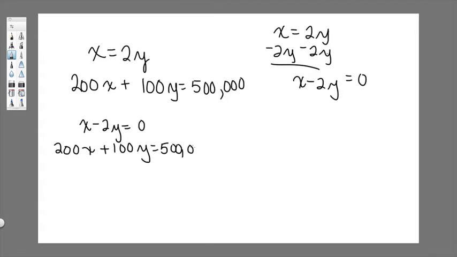Copy the second one down. And I have to decide whether I want to eliminate the x's or the y's. So let's eliminate the y's. So you stop for a minute and you solve this problem, and we'll meet you back here in just a few minutes.